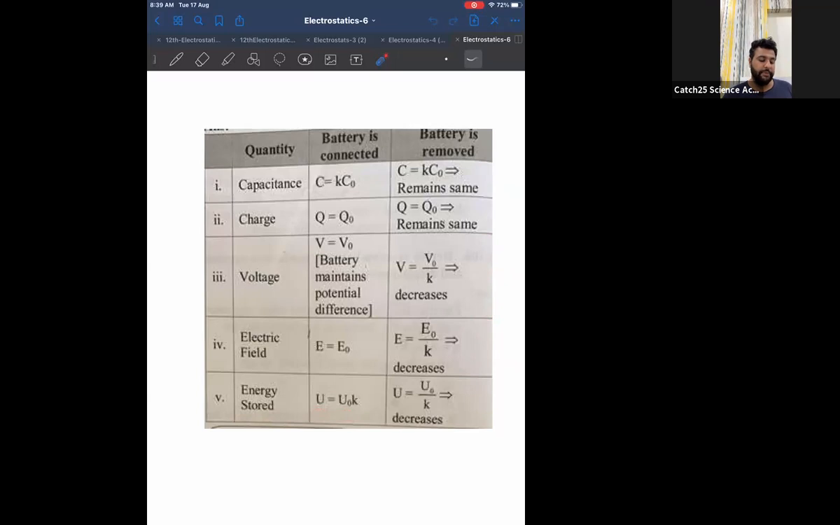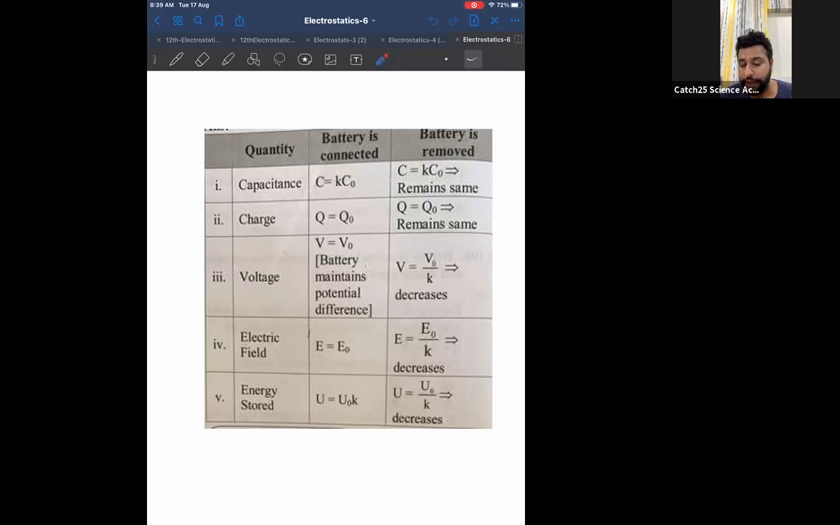And when a battery is removed, decreases by a factor of K. Now, this table, I want all of you to memorize, especially if you are doing MHT-CET and for boards. I have given this table because I have not given this table directly in the textbook. I have given it to you from the other book.